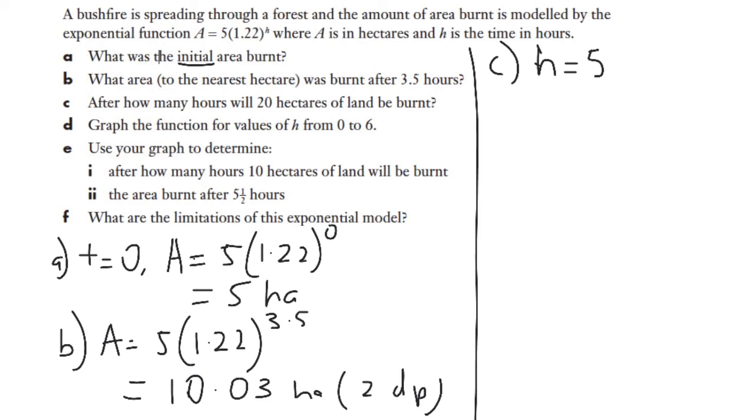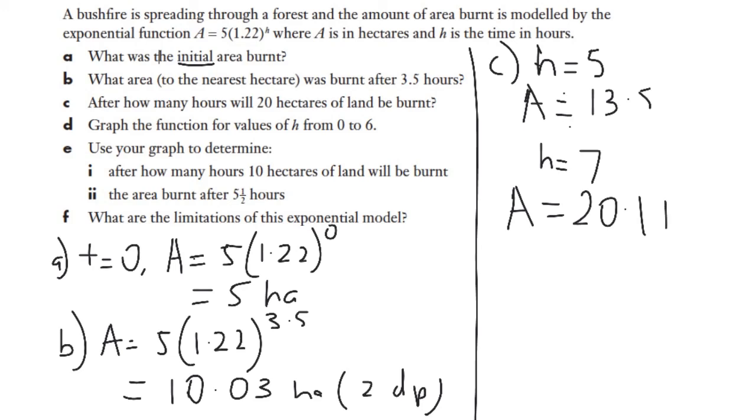And that gives me A equals approximately 13.5. We're not there yet. Let's try H equals 7. If we do that, we get A equals 20.11 hectares, which is our first time there. If we go back and check H equals 6, we would be a little bit smaller than that. So H equals 7 hours. It takes 7 hours for 20 hectares to be burnt.